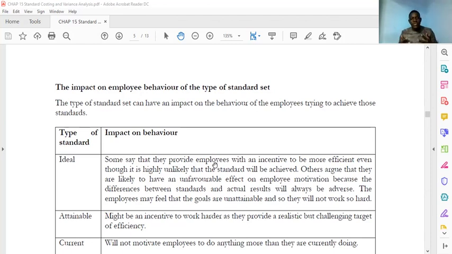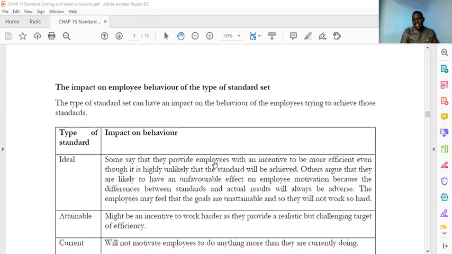Now, we expect to know the impact on employee behavior of the type of standard that may be set. Okay, depending on the type of standard that will be set, how will employees behave? Now, the type of standard set can have an impact on the behavior of the employees trying to achieve those standards. Good. So we have what is called the ideal standard. Now, some say that it provides employees with an incentive to be more efficient, even though it is highly unlikely that the standard will be achieved.